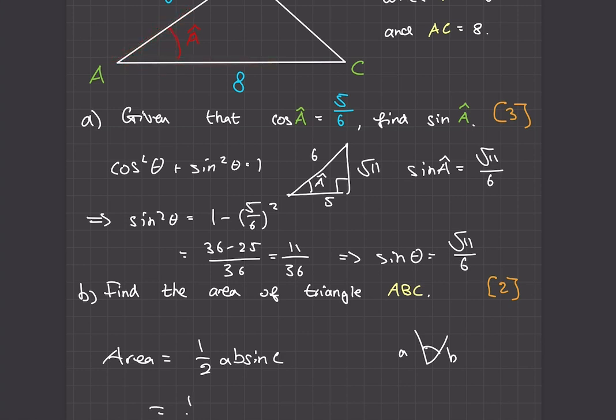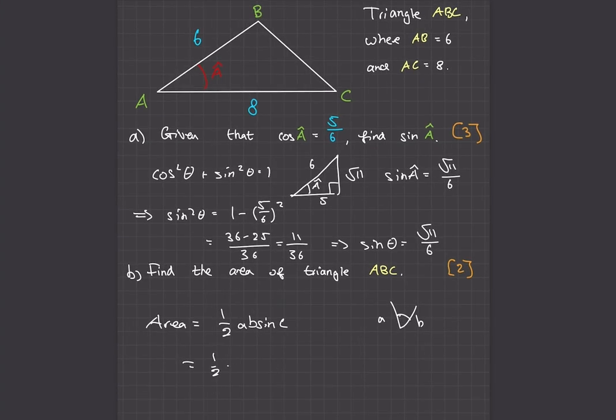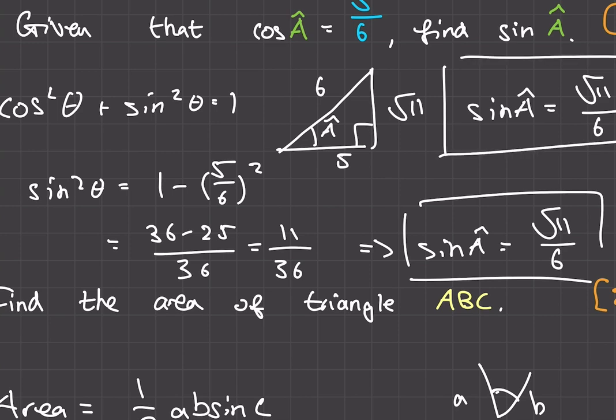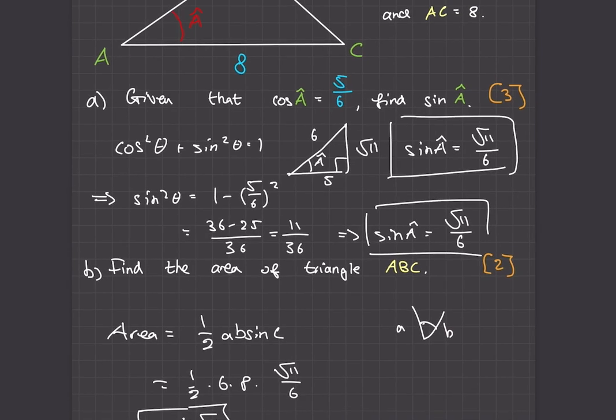So that means there's going to be 1/2 times 6 times 8, and then sine of A is root 11 over 6. The 6 and 6 are going to cancel, so it's going to be 4 root 11 as the area. Hopefully that's not too bad. I'm sorry, that should be sine of A, I just realized. It's not too bad of a question, obviously it's one of the first ones, so it's a bit easier, but sometimes questions can catch you off guard, so it's worth studying them.